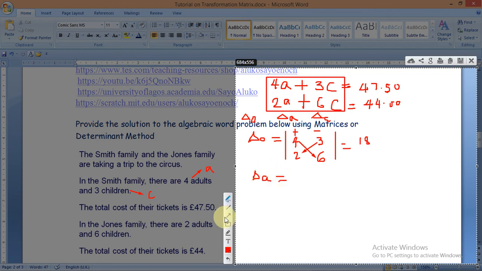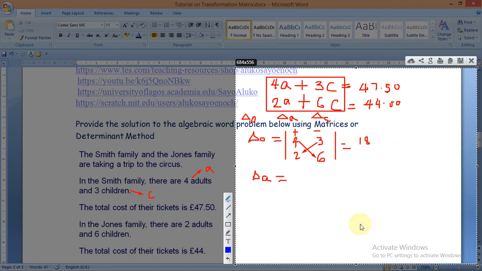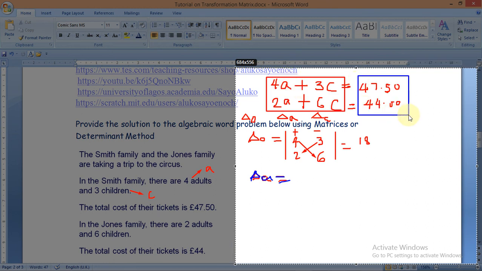So delta A means that, let me use blue this time around, you see what I'm doing. Delta A means that I should exclude the A coefficient and work with the remaining stuff. Since I'm excluding A, the next variable is C, but I can't go like this. Since you are excluding A, you just exclude the variable. So you start with the constant, then with this now. That's what you're working with now.